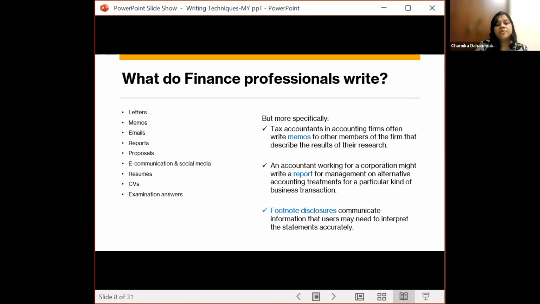A person who is going through annual reports or accounting reports might not be able to understand the full meaning because you are unable to add footnote disclosures properly.